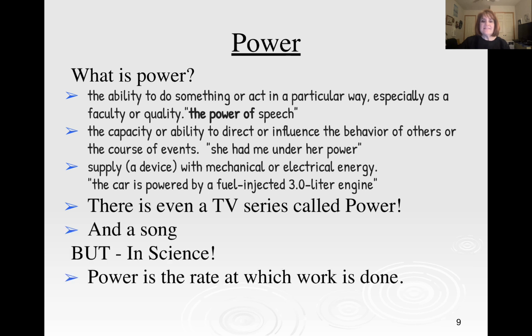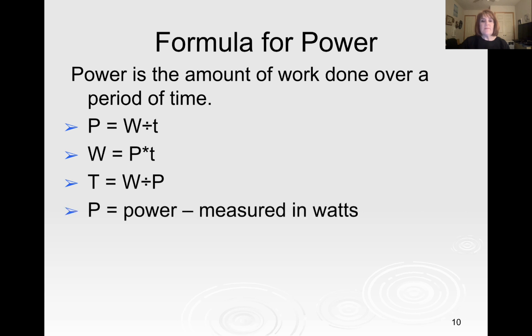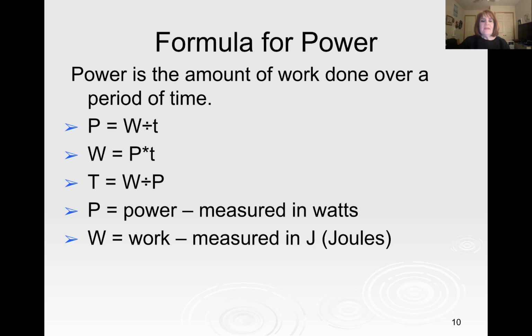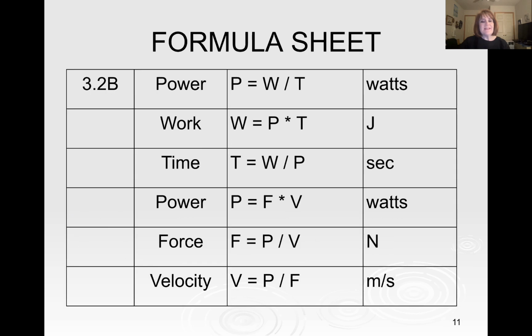But in science, power is the rate at which work is done. The formula for power is the amount of work done over a period of time. So power is work divided by time. That means work is power times time, and time is work divided by power. Power is measured in units called watts. Don't confuse the W for watts with the W for work, which is measured in joules, and T is time in seconds. You're going to want to update your formula sheet.